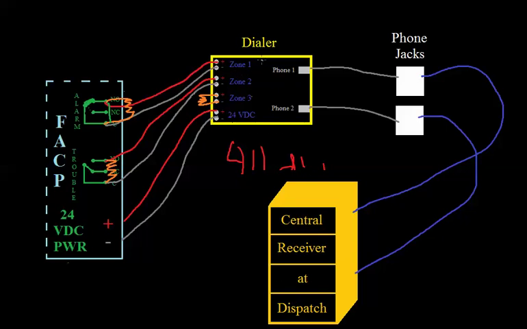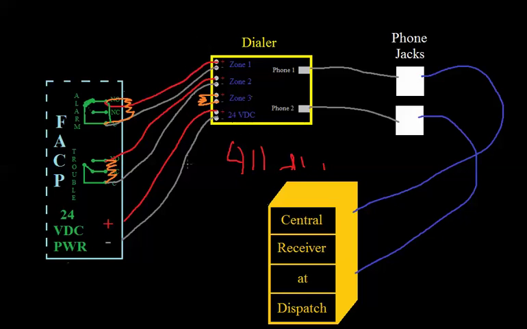It's going to send out a signal over the primary phone line. It's going to go to this receiver, which is going to be converted into a signal that the dispatcher can interpret, and it'll come up with the address. This will all have to be programmed when the account's set up, and they'll know there's an alarm at that school for that reason. Now, this is an example of an external digital dialer.